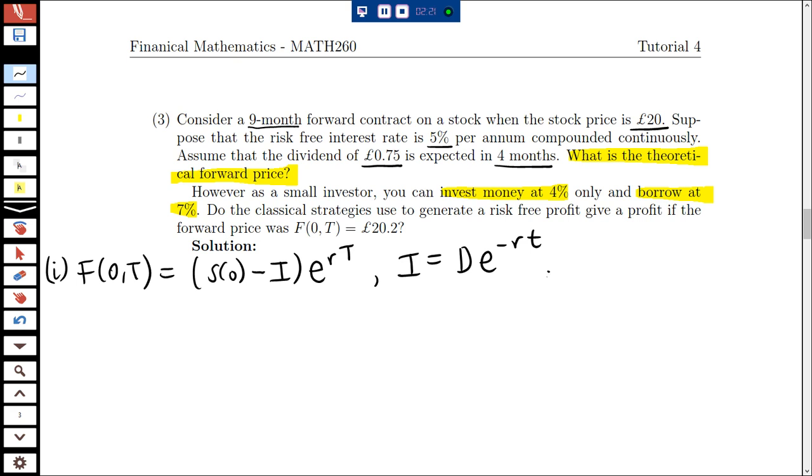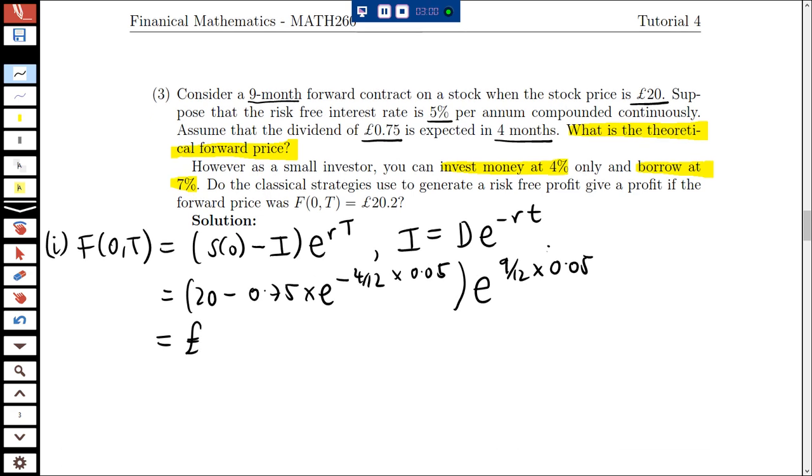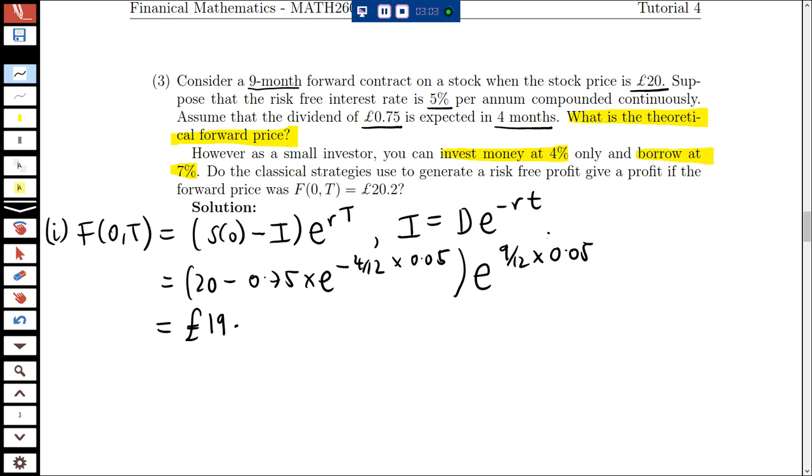Okay, so put all this together, we find that the theoretical value of the forward, okay, so the 75 pence dividend in 4 months, discount that backwards, and that is at 5%, e to the power of minus, going forward 9 months, so we're compounding, gives, okay, pop that in the calculator, I've done this one already, this is £19.998, or £20 on the nose is fine. Okay, so that is the theoretical value.